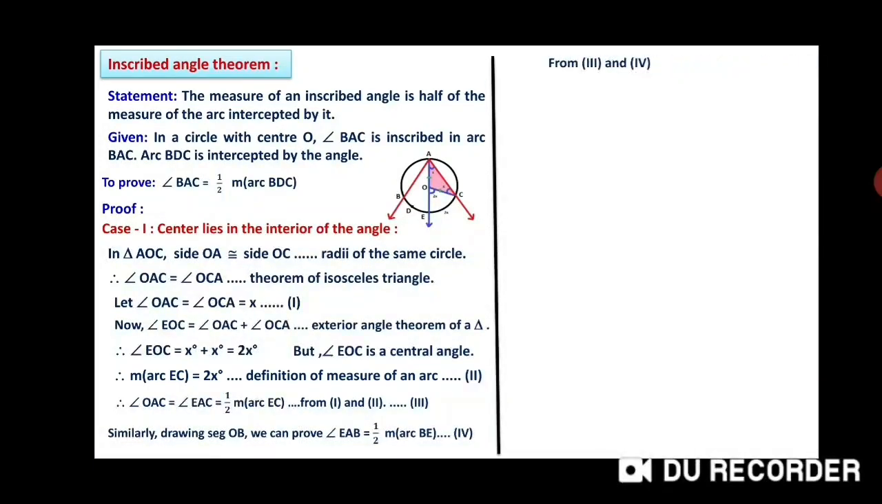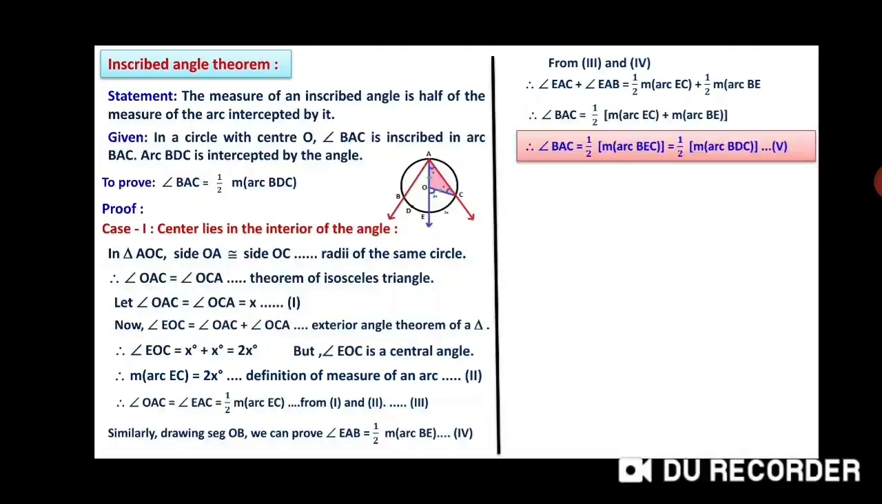Now from 3 and 4 we will get angle BAC is equal to angle EAC plus angle EAB, which is equal to half of measure of arc EC plus measure of arc BE. Therefore, measure of angle BAC is half the measure of arc BEC, which is the measure of arc BDC. BEC is nothing but BDC. Fifth number. This is what we have proved.